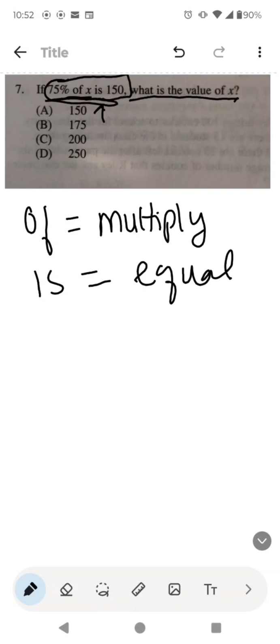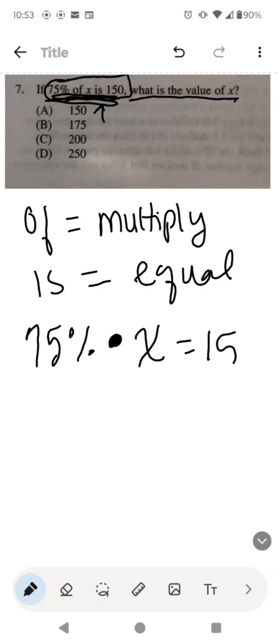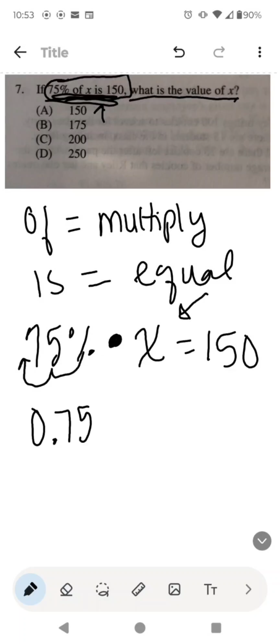Now let's go ahead and write this as an equation. 75% of, I'm going to use a dot, x is equal to 150. Anytime you have a variable, you want to solve for x, right? You want to get x by itself. Let's go ahead and convert percent to a decimal. Move it twice to the left. So that's 0.75, 75 hundredths, times x is equal to 150.